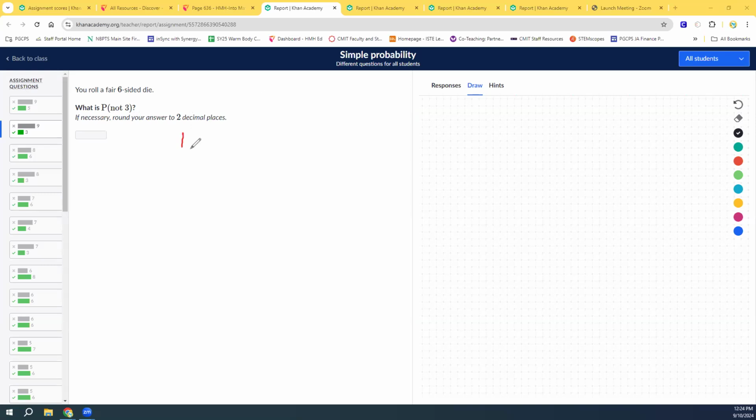First of all, let's write out our sample space, the set of all possible outcomes, using these curly brackets. So if we have a trial, we roll the die. What is the probability that it's not 3? That's the probability of any other outcome. So 1, 2, 3, 4, 5. There are 5 other outcomes, and there are 6 total outcomes. The total is always in the denominator.